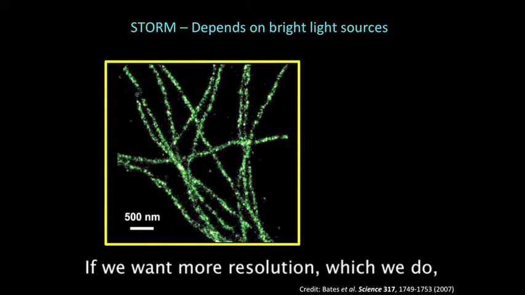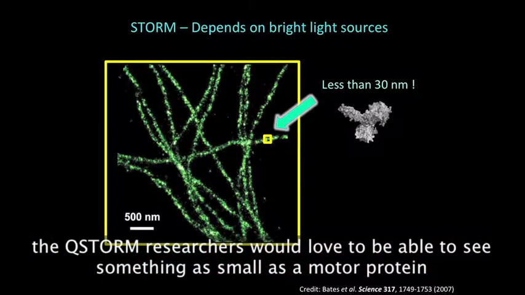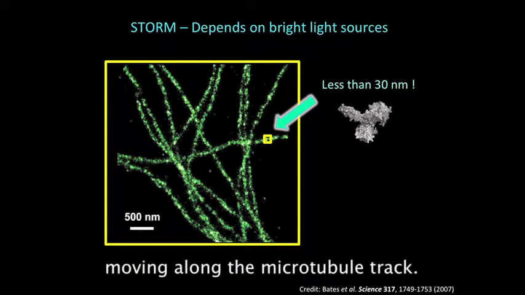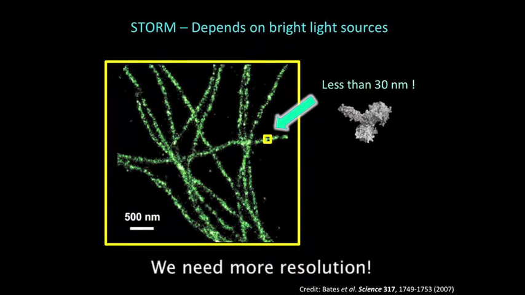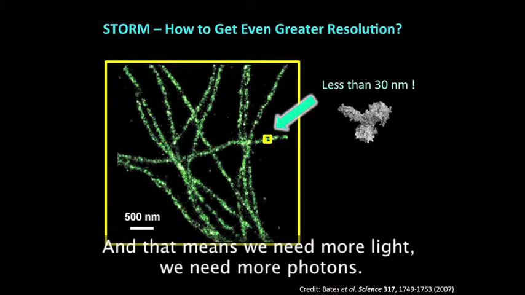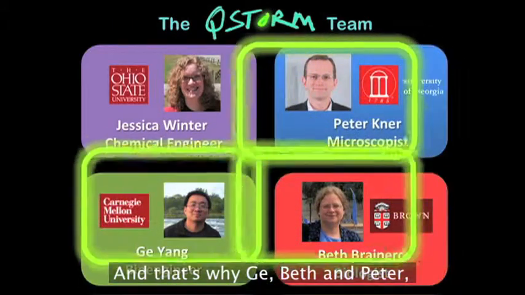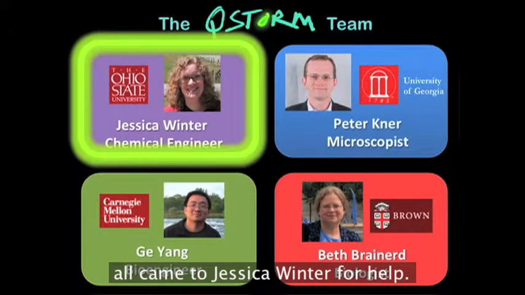If we want more resolution, which we do, the QSTORM researchers would love to be able to see something as small as a motor protein moving along the microtubule track. Well, we need more resolution, and that means we're going to need more light. We need more photons. And that's why G, Beth, and Peter all came to Jessica Winter for help. Jessica is a chemical engineer at Ohio State University, and her team, they are quantum dot specialists.